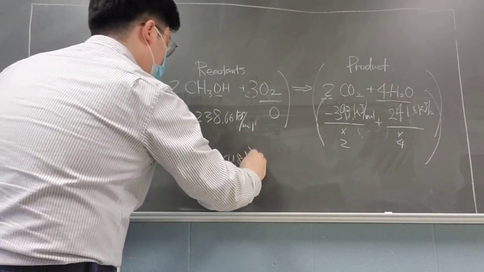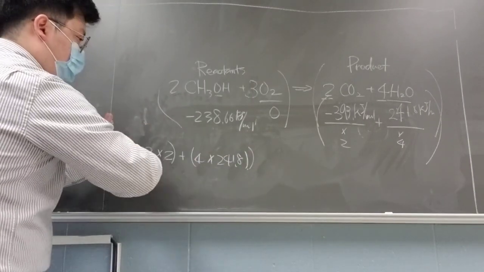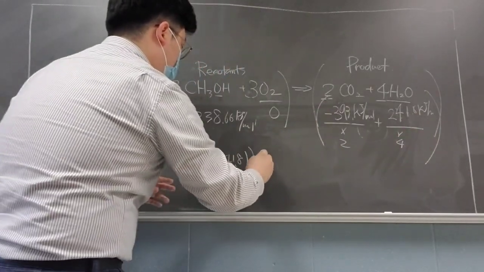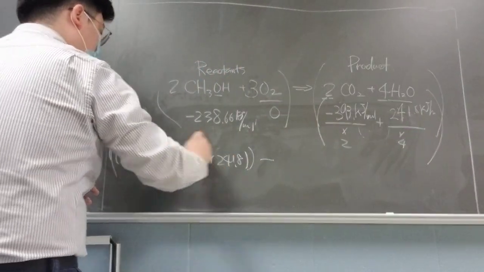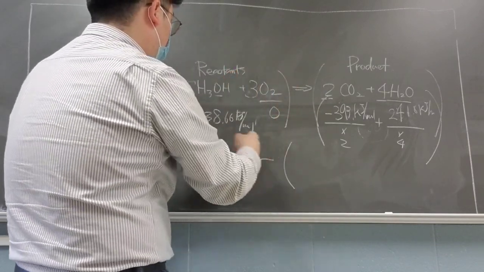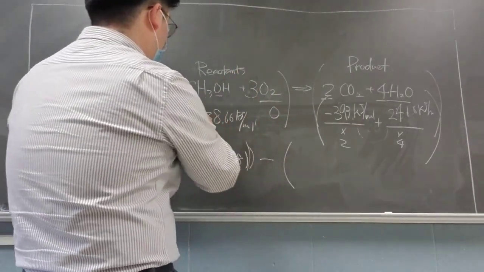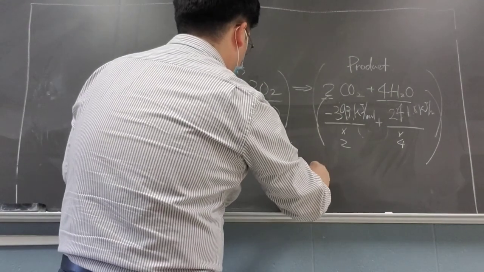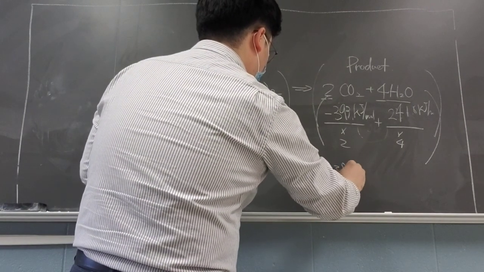Okay, over here. And then this is the sum of the products, right? Because it's under this side. And minus the sum of the reactants over here, which we don't have to worry about this one, but just this one because this is a 0. But there's a 2, so it'll be 2 times -2 and 6.